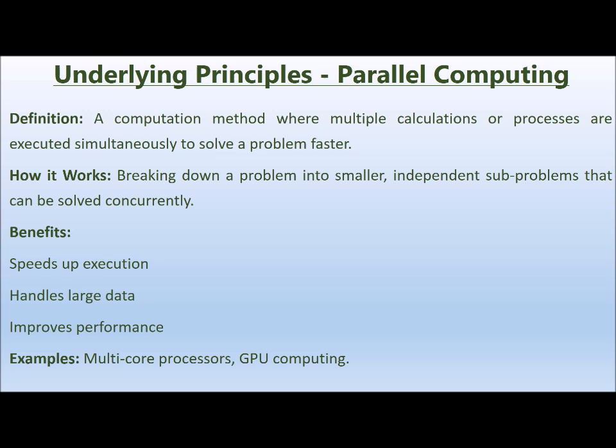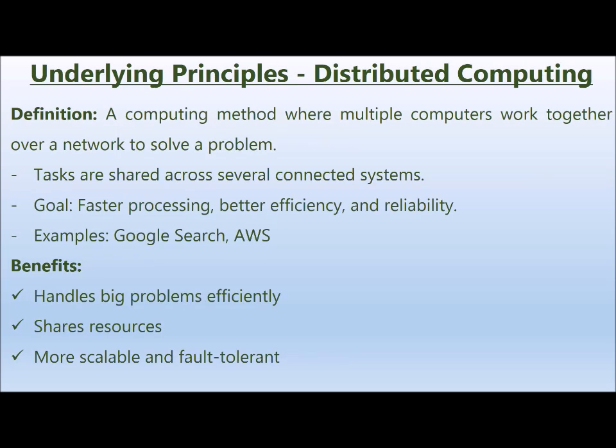Examples are given here. And the next one is distributed computing. Distributed computing means where multiple computers work together over a network to solve a problem. So the complex problem is distributed to multiple computers. So tasks are shared across several connected systems to make faster processing, better efficiency and reliability. Example is Google search and AWS. Benefits are handling big problems efficiently and sharing resources effectively, and more scalable and fault tolerant.